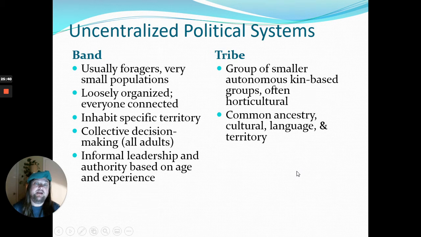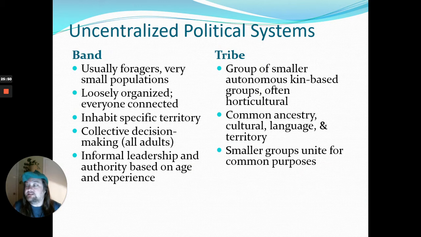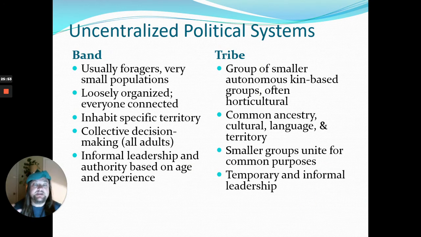And tribes are not much bigger than bands. A tribe in the classic anthropological sense, not in the way that people use it in their everyday lives, is basically a bunch of bands that sometimes come together. So with tribes, you have smaller groups that are autonomous and still based in kin networks. Like bands, they share common ancestry, culture, language, and all this stuff. These smaller groups are autonomous, but then they'll get together as a larger tribe when necessary, maybe if there's an external threat, or for trade, or different things like that.